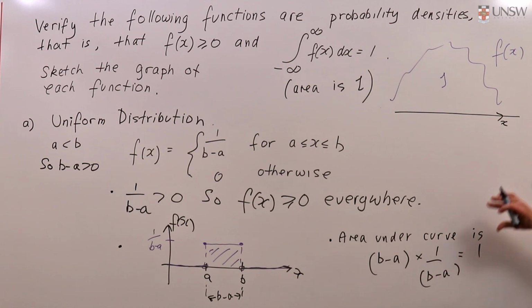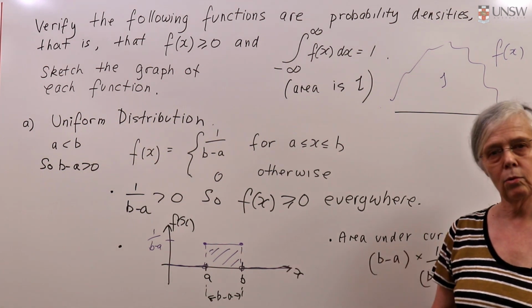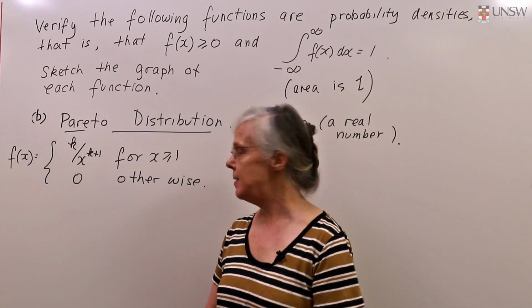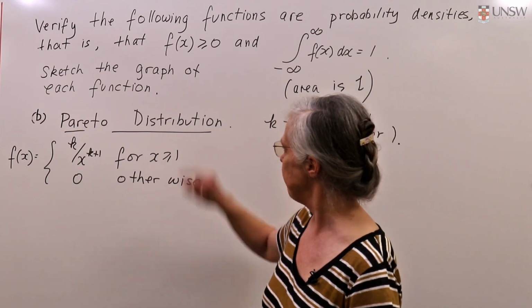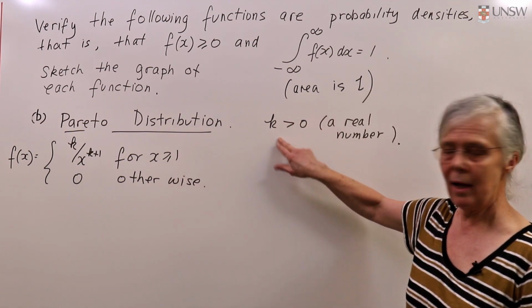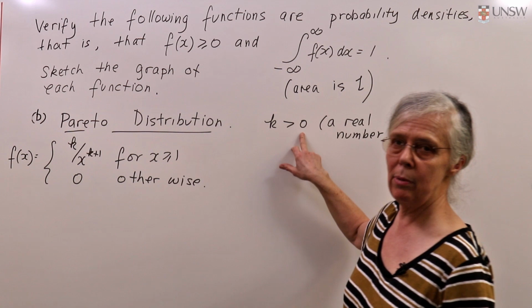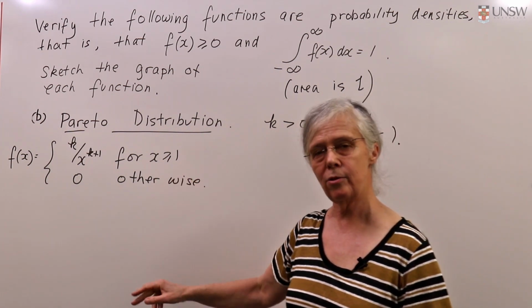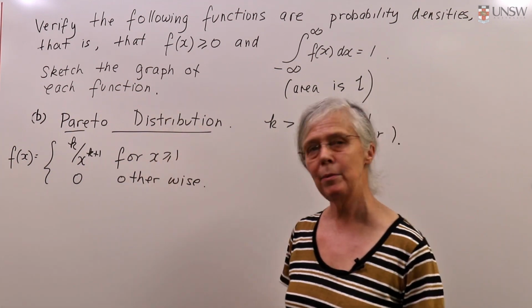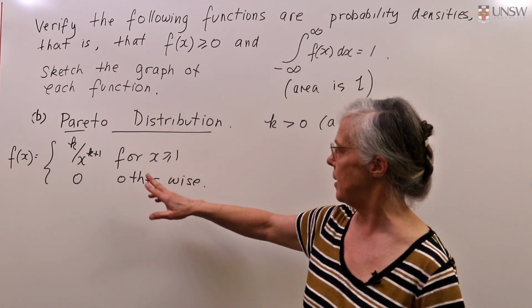Which is 1. So it's positive everywhere, the area under the curve is 1, and we've got a nice graph of what it looks like. The next function I'd like to look at is this one, the Pareto distribution. For this it involves a k. K has to be positive, but it could be any real number. So for any number, you get one of these distributions. There's a whole infinite family of distributions here.